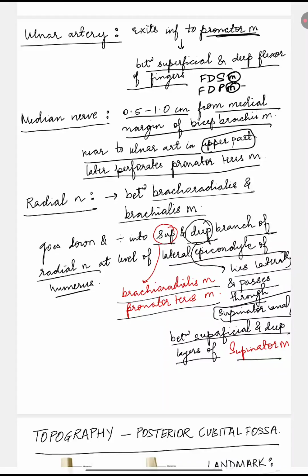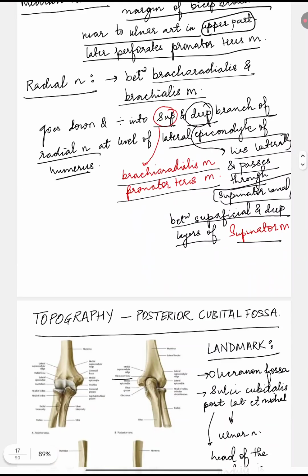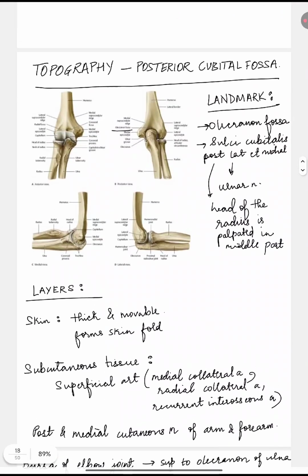Now next is topography of the posterior cubital region. Landmarks are olecranon fossa, sulci cubitalis posterior lateralis to medial, where ulnar nerve is present and head of the radius is palpated in the middle part.